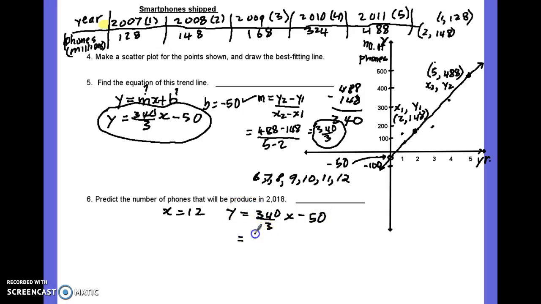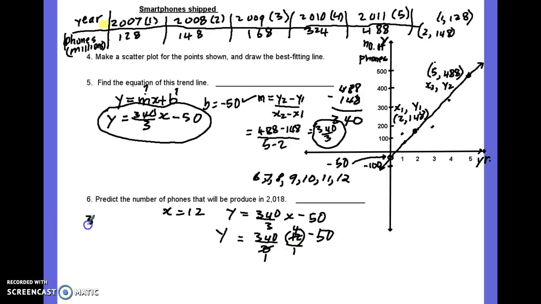And now this is going to be 340 over 3. Wherever we see x, we're going to put 12. And we're going to find out what y would be, and y here would represent the number of phones. Any number is the same as that number divided by 1, so 12 over 1. I'd like you to get used to doing some cancellation. 3 goes into 3 once, 3 goes into 12 4 times. So it's going to be 4 times 340 over 1 times 1.